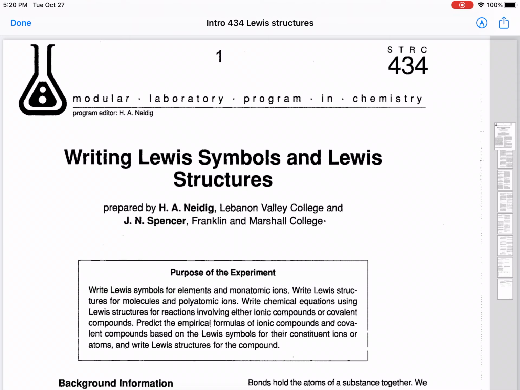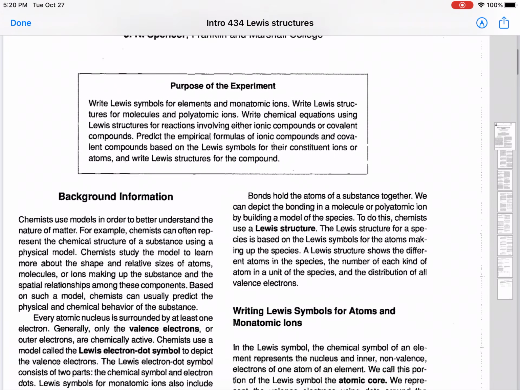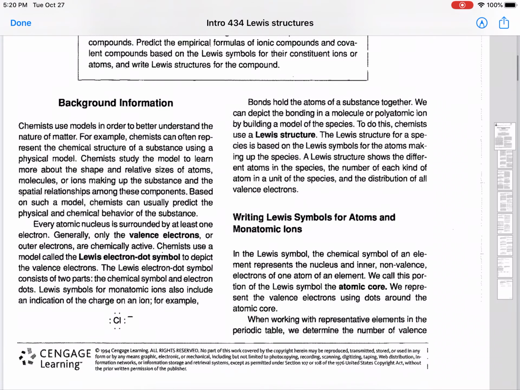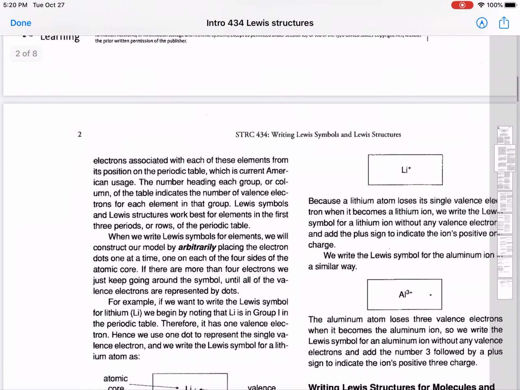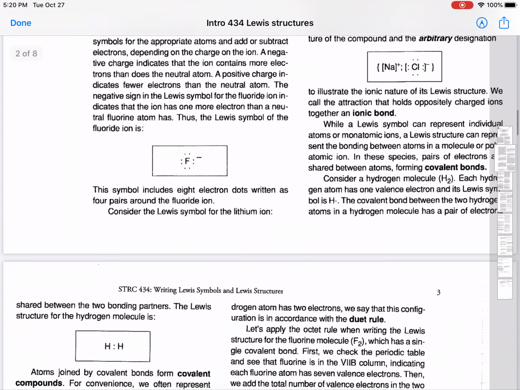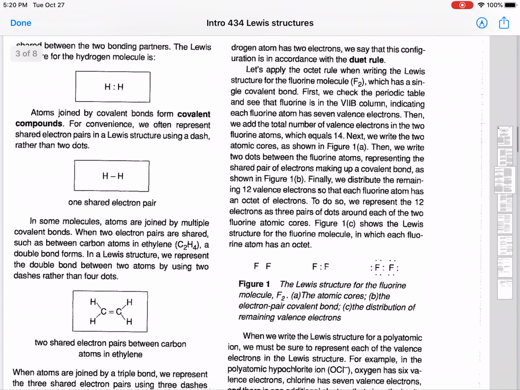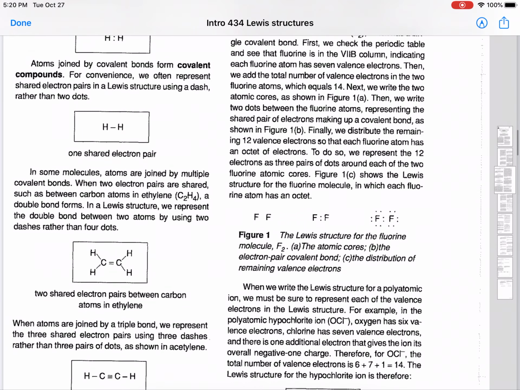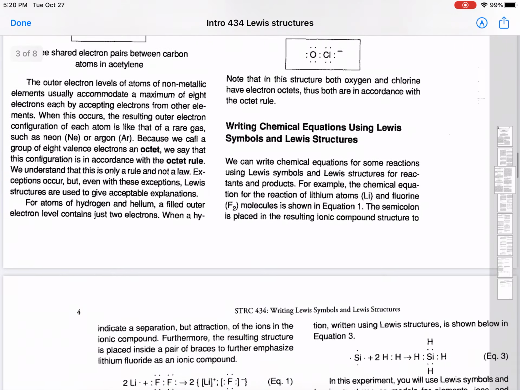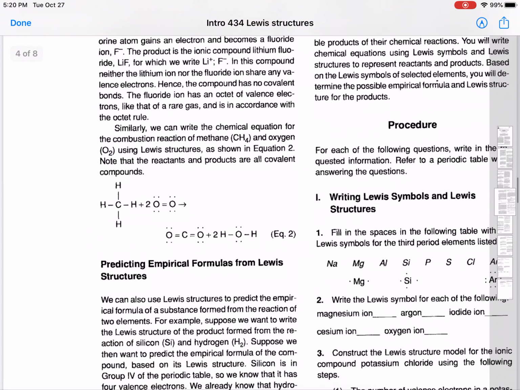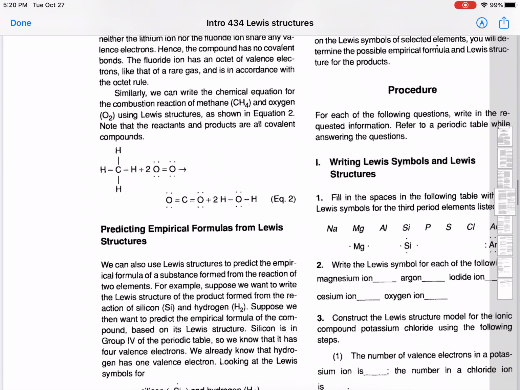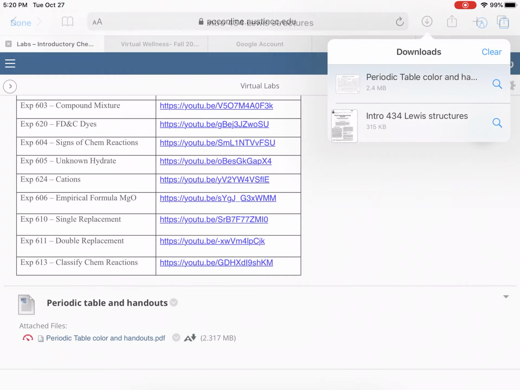So this week's lab is writing Lewis symbols and Lewis structures. I hope you will read this background information and all the information given to you, so you can read it leisurely and try to understand all of this. I will go ahead and help you with how to do the problems given here. The first few ones are very easy, as you can see.